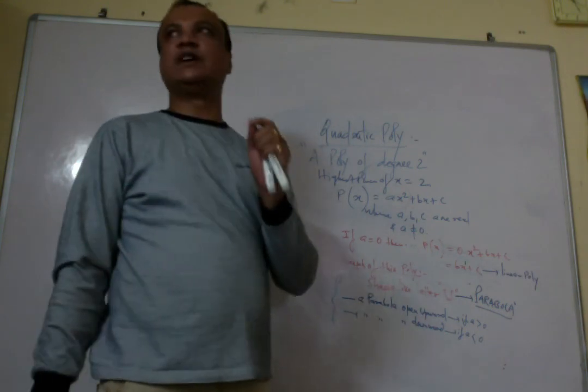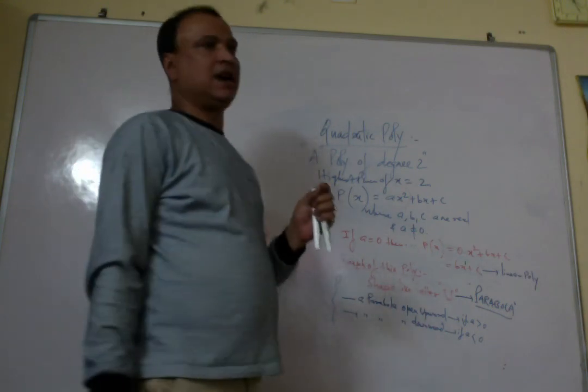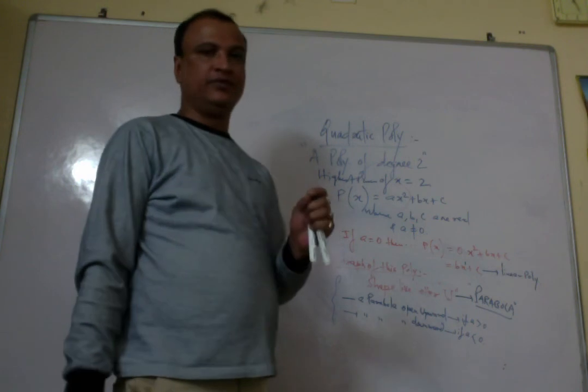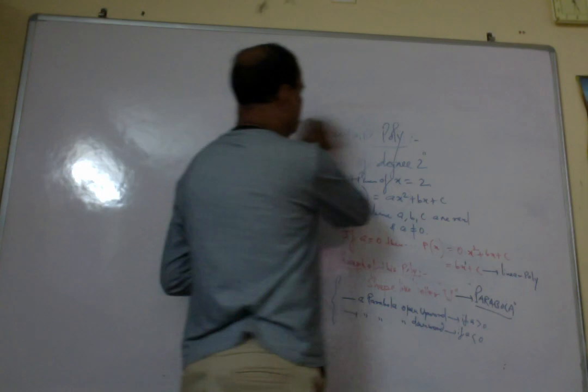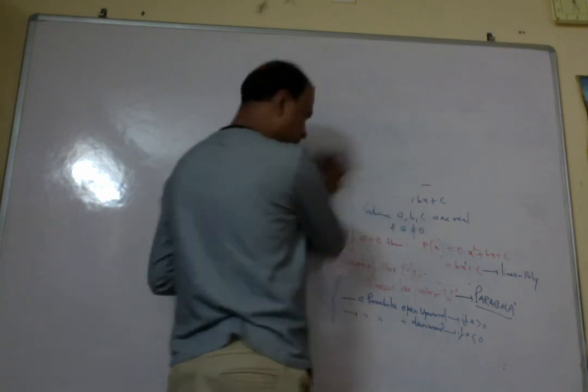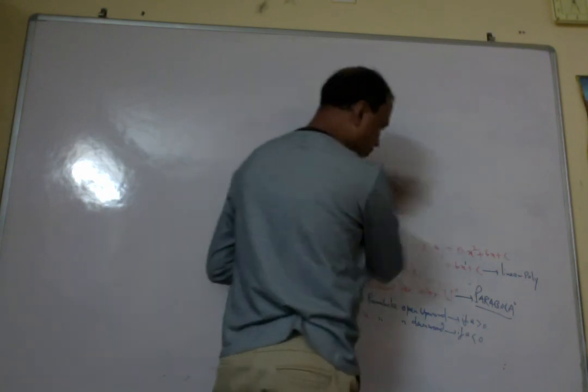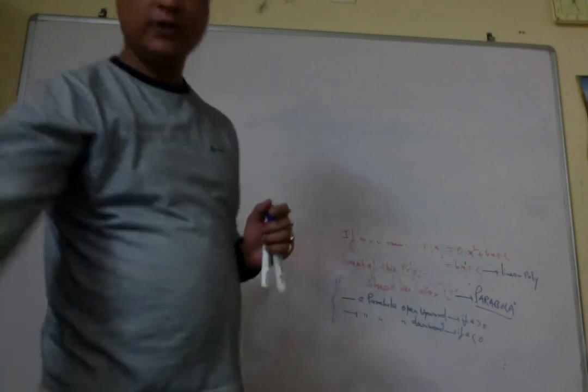So short questions can be asked from here. What is the nature of the graph of a quadratic polynomial if a is greater than 0? So definitely the answer will be a parabola open upward, because a is greater than 0.